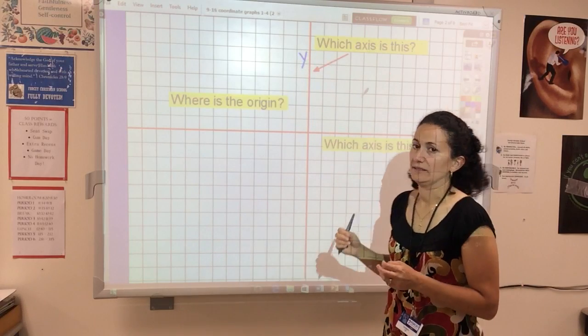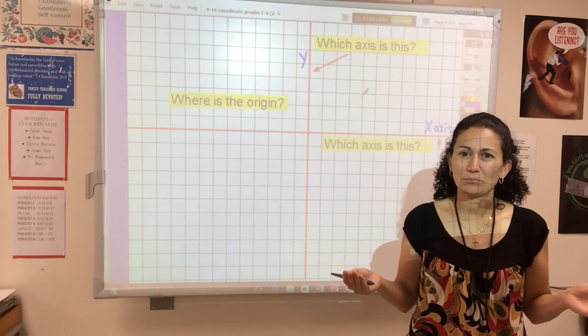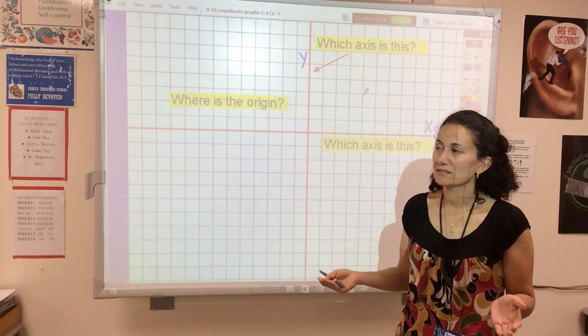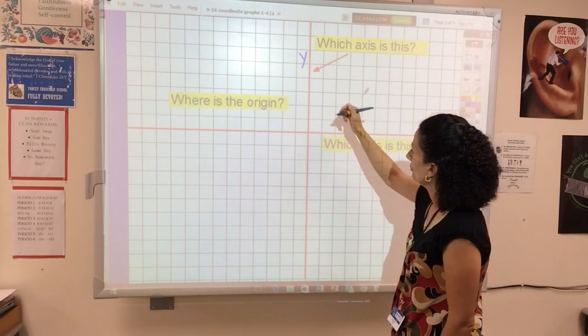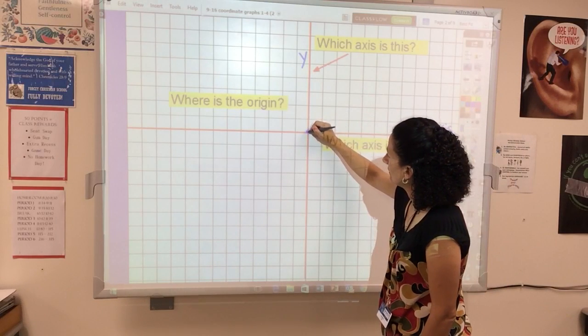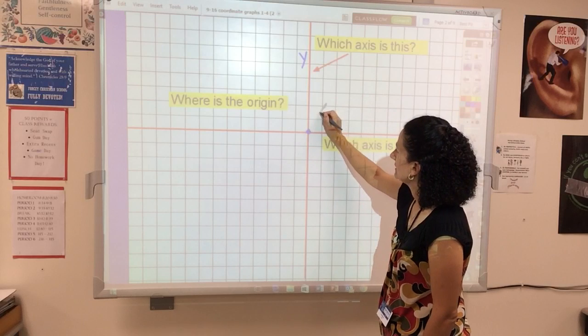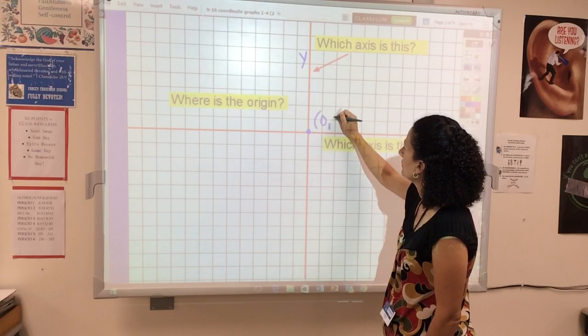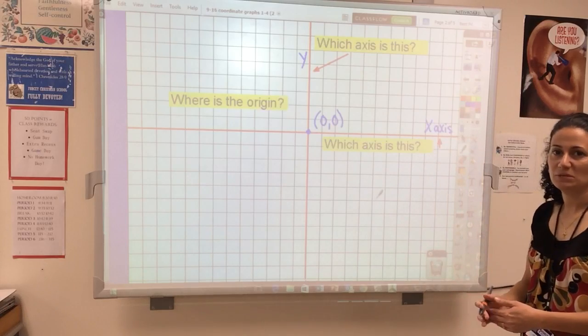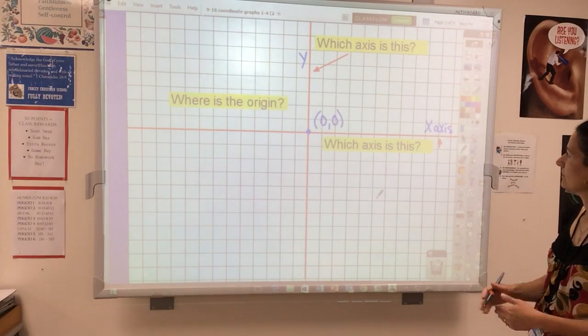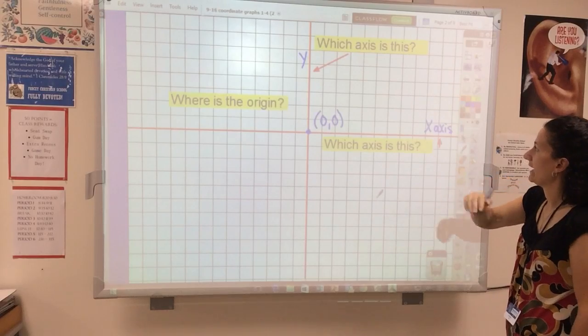Where is the origin? The word origin means beginning, where do you start? And the origin is where the axes intersect, right here in the middle. And this point right there is the coordinate 0, 0. And that is where you start. That's where the axes meet. So that's the origin. X-axis, y-axis.